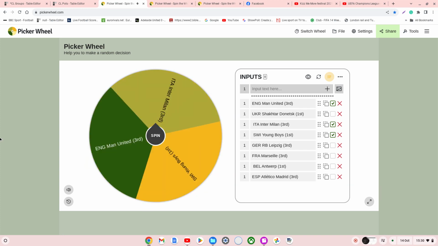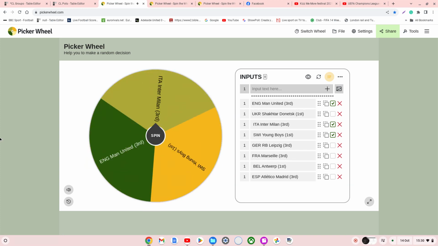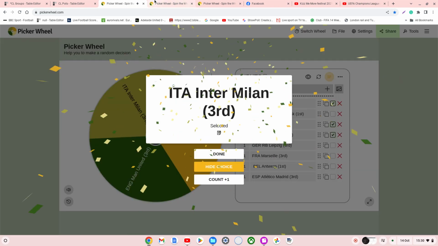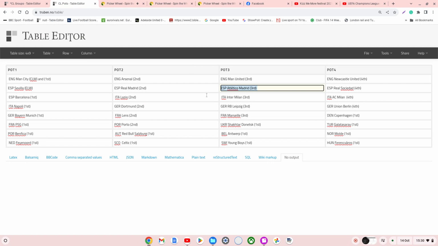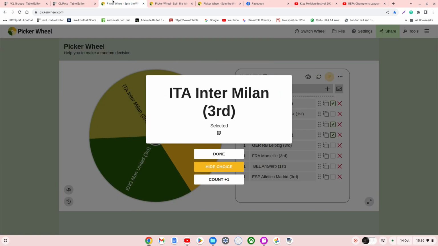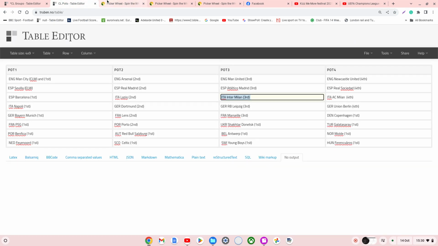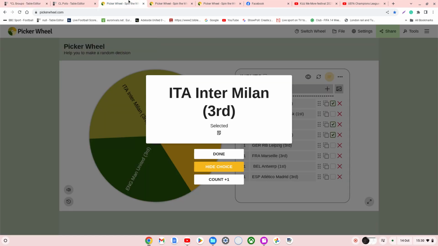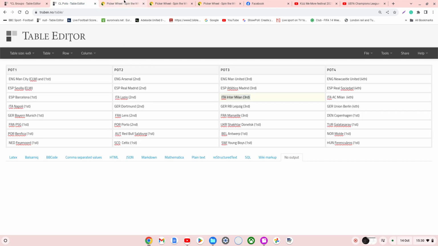Right, next. And it's Inter Milan. Internazionale Milano. Let's see. Inter Milan. Napoli, Lazio. Yeah, they can't be in Group E. So they only have 2 available options for Inter Milan.